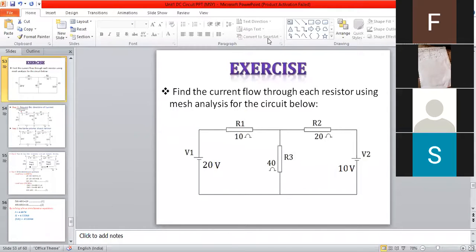Apply the KVL to one loop, A, B, E, F, A. Apply Kirchhoff's voltage law to loop A, B, E, F, A. First, A to B, we have to start here. What is A to B? Minus sign is there. Here resistance is 2 and current is I1, so minus 2I1.